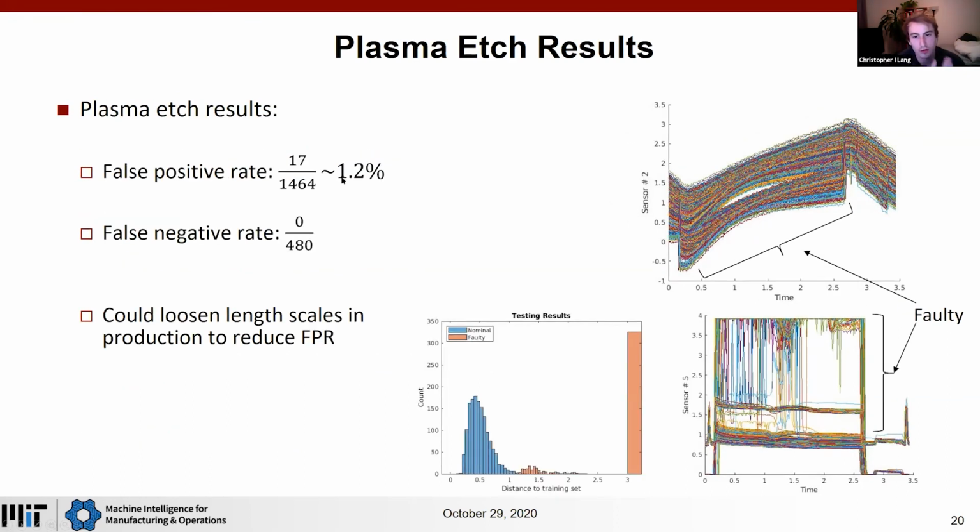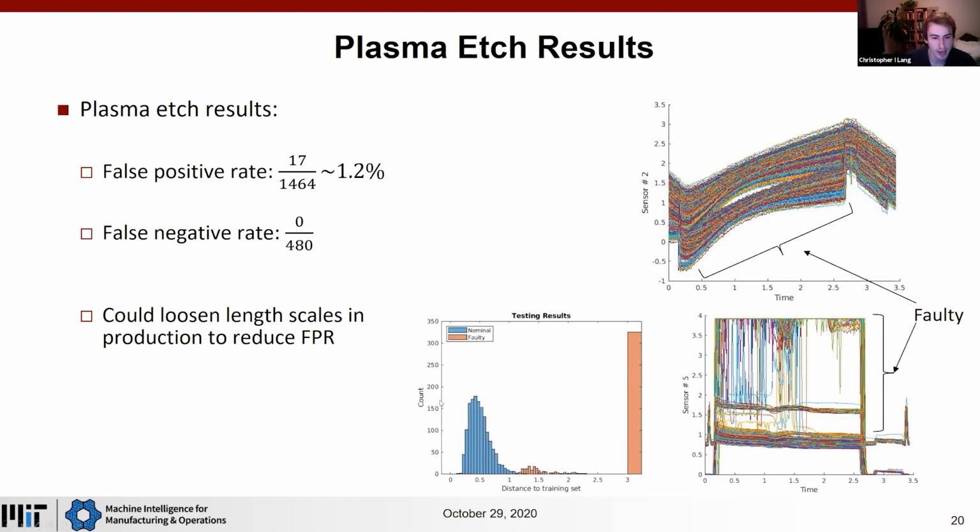So applying the model, I got a false positive rate of about 17 out of 1,400 cases, which is about 1.2% false positives, and a false negative rate of 0 out of 480. So we raised alerts in about 1.2% of the cases when we shouldn't have, but we were able to catch 100% of the faults that did happen.